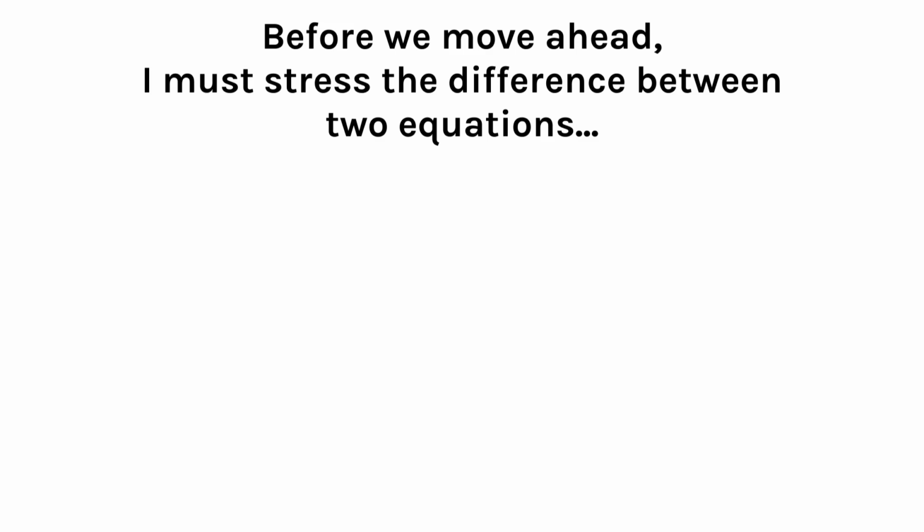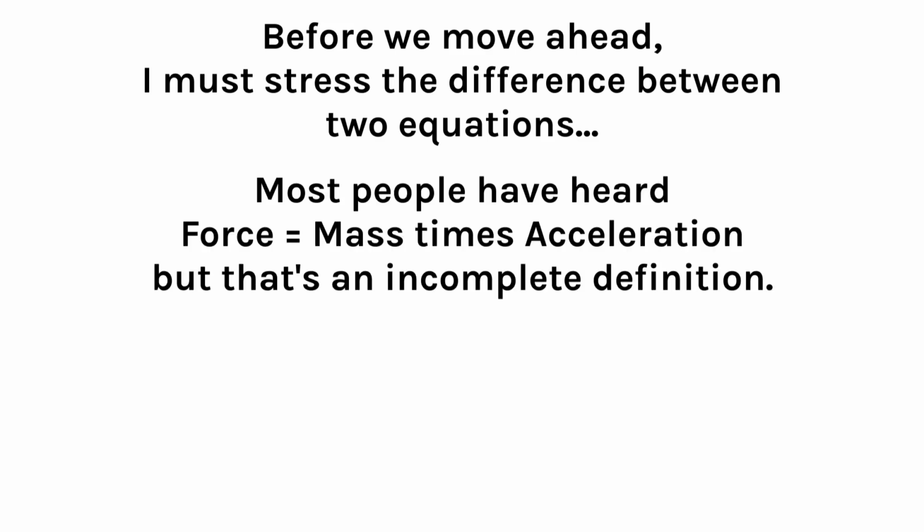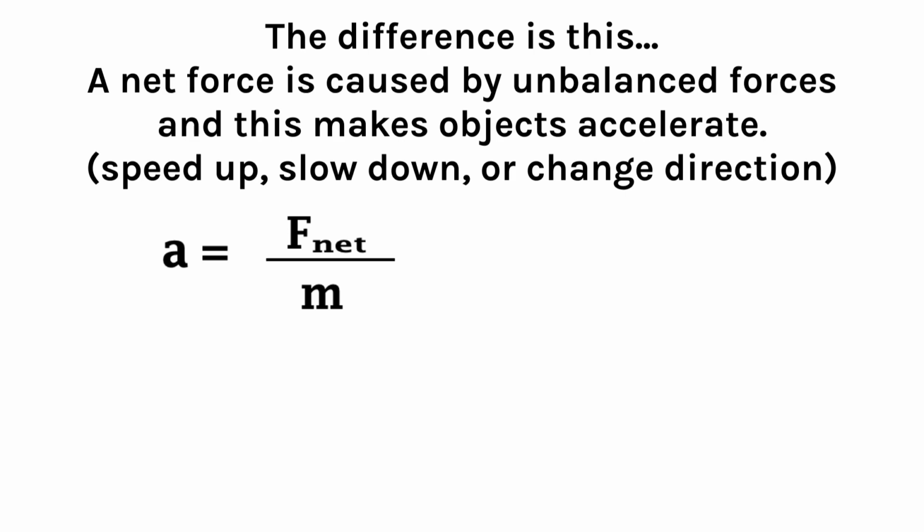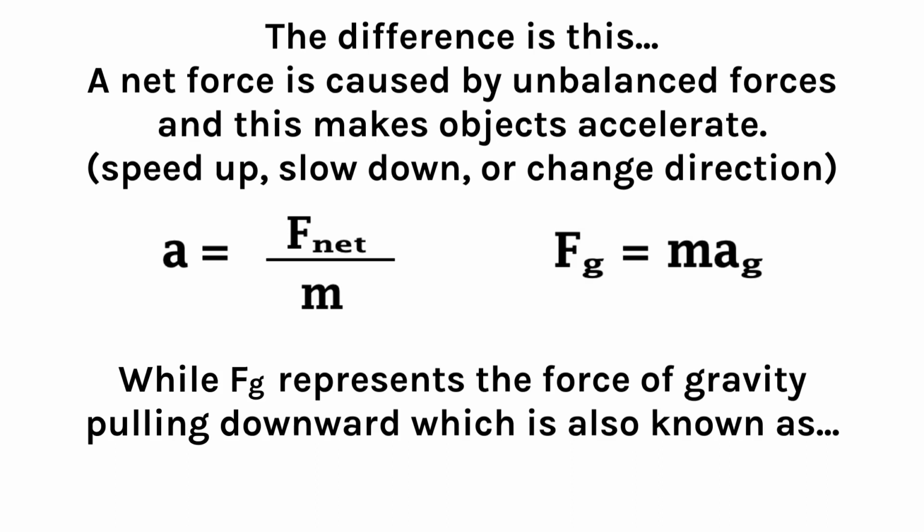Before we move ahead, I must stress the difference between 2 equations. Most people have heard force equals mass times acceleration, but that's an incomplete definition. These are the 2 equations we'll use: acceleration due to a net force and acceleration due to gravity due to the force of gravity. The difference is this: a net force is caused by unbalanced forces, and this makes objects accelerate, which is to speed up, slow down, or change direction, while Fg represents the force of gravity, pulling downward, which is also known as weight.